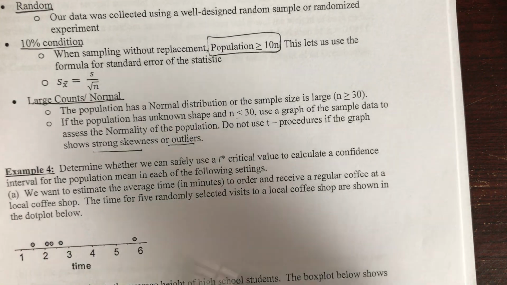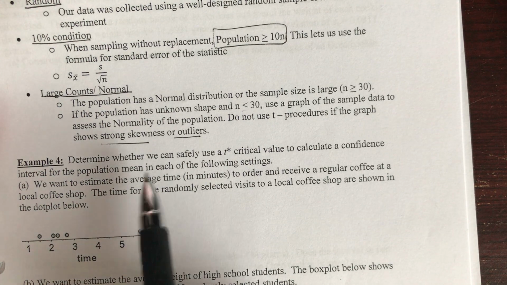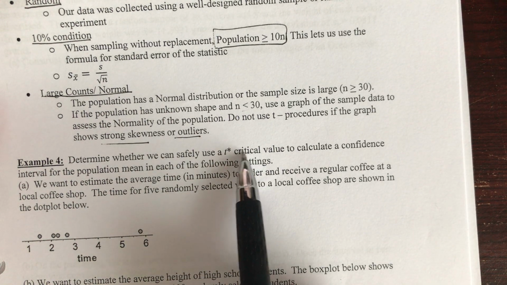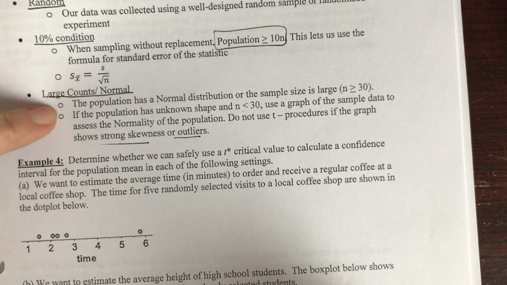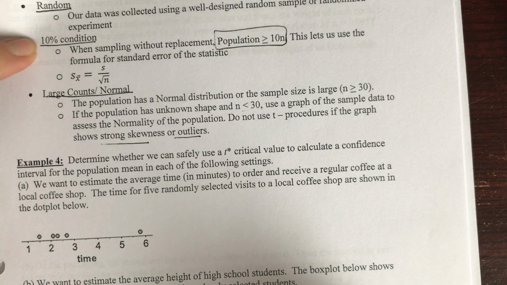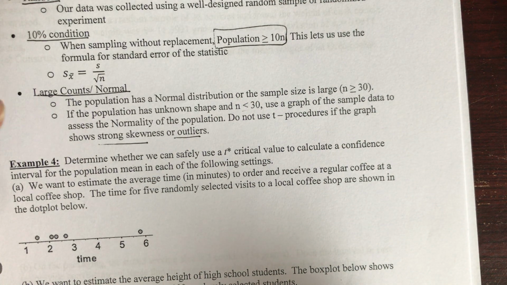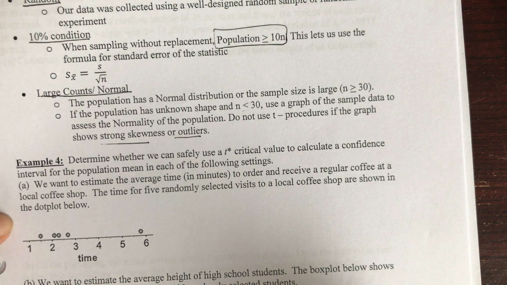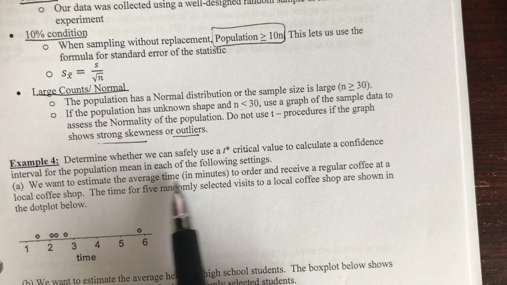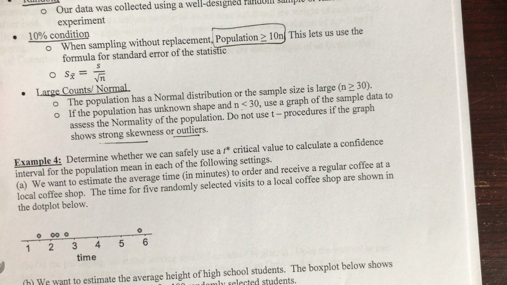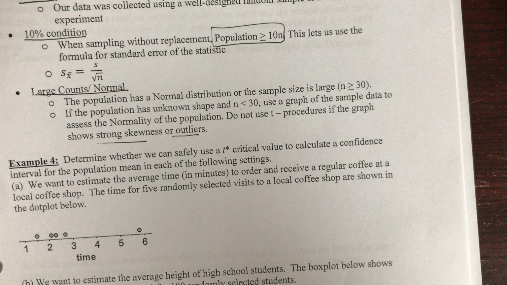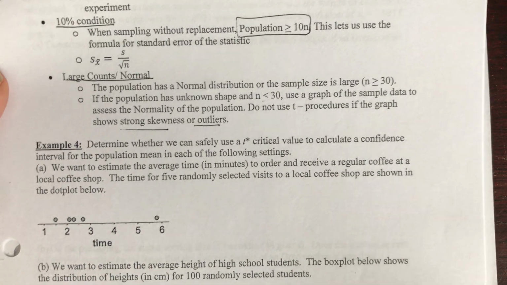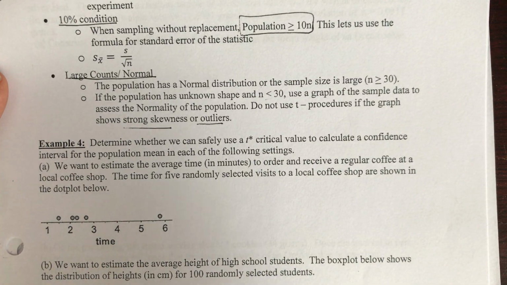So we're going to rock through these couple problems here. First, we want to determine if we can safely use a t-star critical value. That's it. We're just seeing, can we go through them? I'm really just checking here my large counts, because you should be pros at the 10% condition by this point. We want to estimate the average time in minutes to receive a regular cup of coffee at a local coffee shop. The times for 5 randomly selected visits to a coffee shop are shown in the dot plot below. So sample size is not greater than 30.